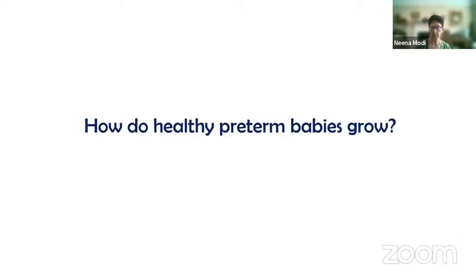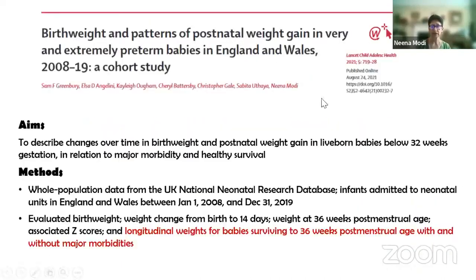So how do healthy preterm babies actually grow? Well, for this, I refer you to a paper that we published last year in Lancet Child and Adolescent Health. This was from my colleagues and I, and the title was Birth Weight and Patterns of Postnatal Weight Gain in Very and Extremely Preterm Babies in England and Wales. This was a whole population cohort study spanning a 12-year period. And one of our aims was to describe weight gain in relation to healthy survival and major morbidity.